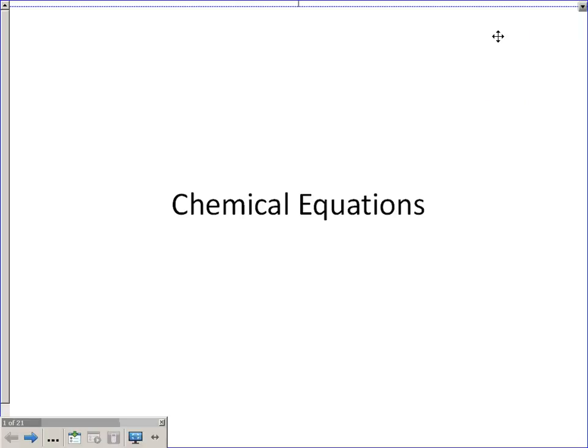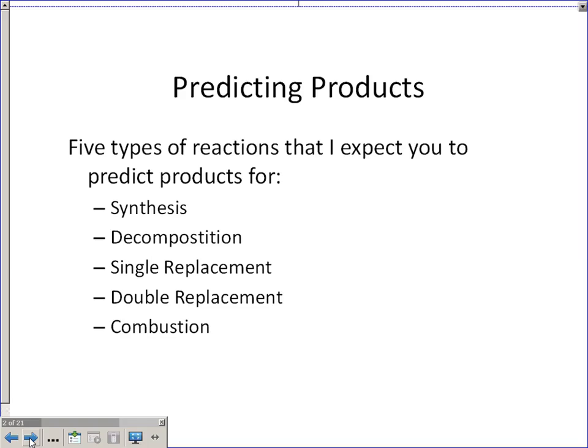Alright, so today we're going to be taking a deeper look at chemical equations. On Friday we talked about how to balance these equations. Today we're going to talk about how to define them and how we go about writing them. So we have 5 types of chemical reactions: synthesis, decomposition, single replacement, double replacement, and combustion. We're going to walk through each of these step by step so that you get a pretty good idea of what you're doing and how to go about doing it.